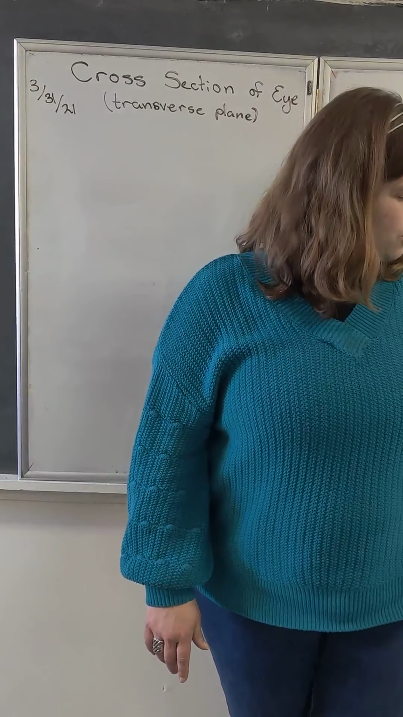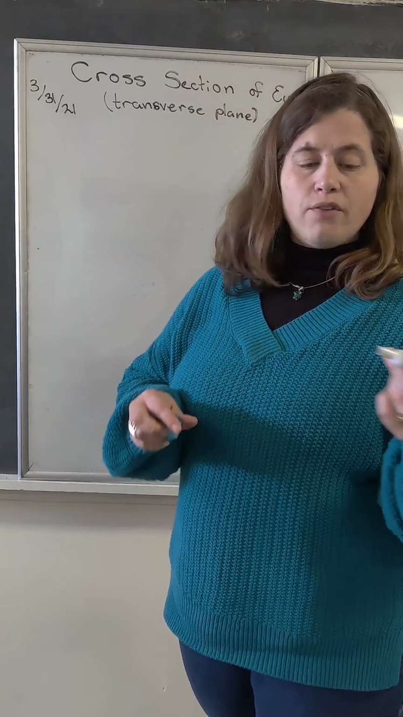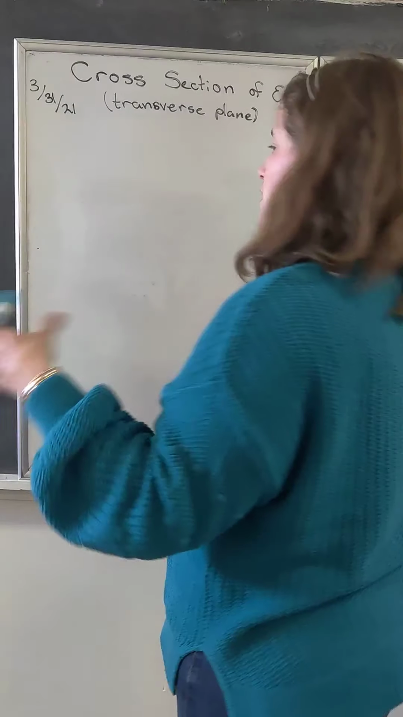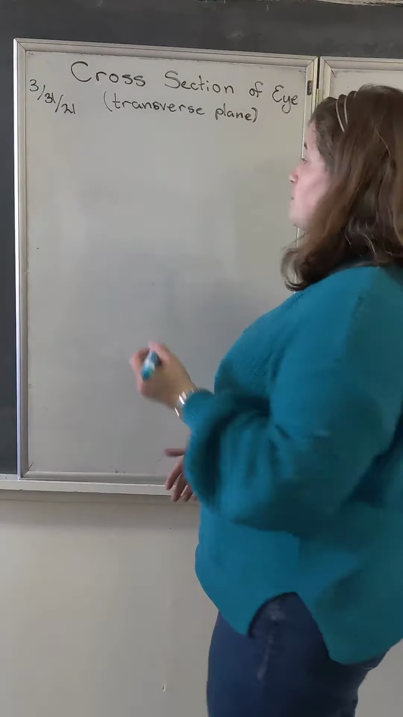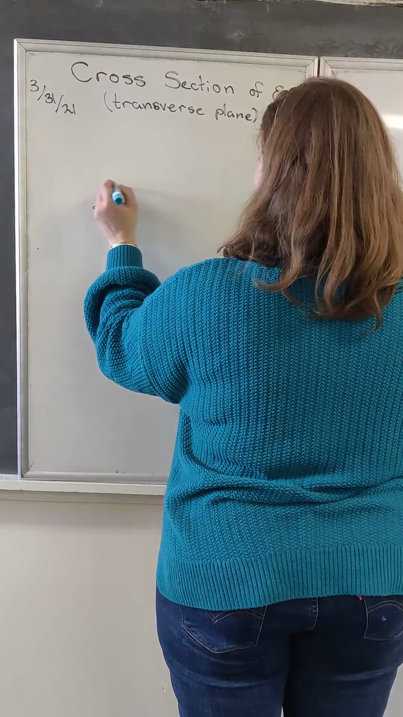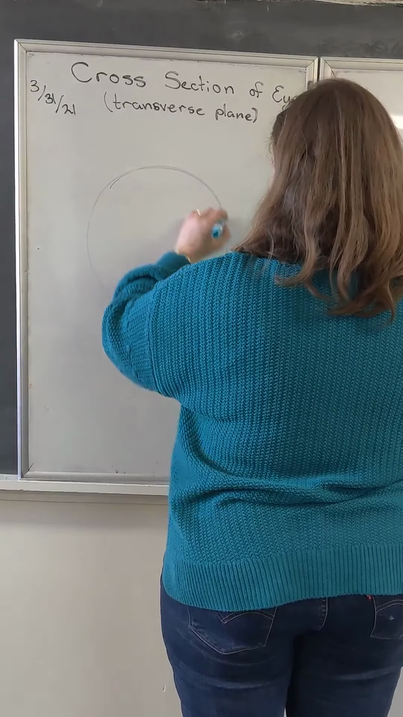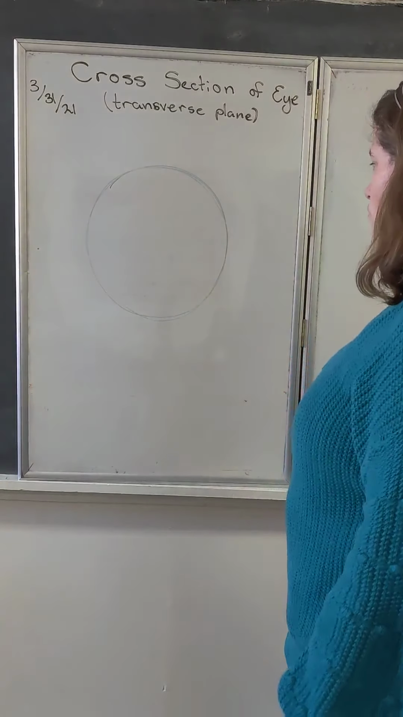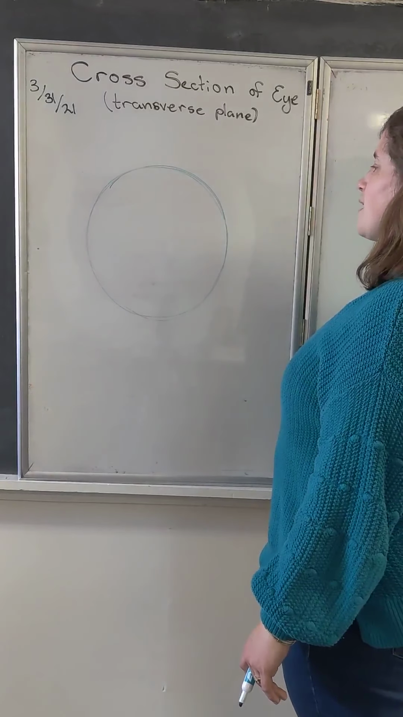All right, if you want to use your underdrawing pencil, or a very, very light pencil, what are some of the really big shapes you notice about your eye? It's mostly circular. So we're just going to make a nice circle. Lots of different ways we can make a nice big circle.